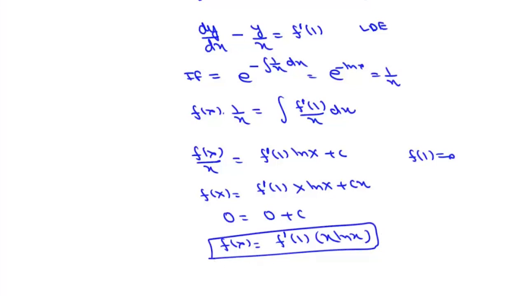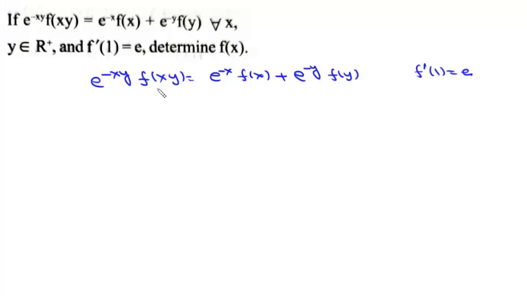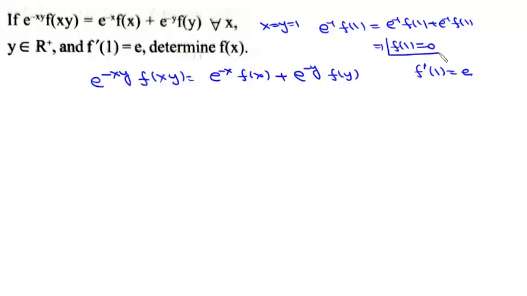Now here we are given that e to the power minus xy into f(xy) is e to the power minus x f(x) plus e to the power minus y f(y) for all x, y belonging to R positive, and f dash 1 is equal to e. Now we'll find the value of f(1) also. If we put x and y as 1, we can write e to the power minus 1 f(1) equals e to the power minus 1 f(1) plus e to the power minus 1 f(1). Now from here we can say the value of f(1) is 0. So we have f(1) and we also have f dash 1.